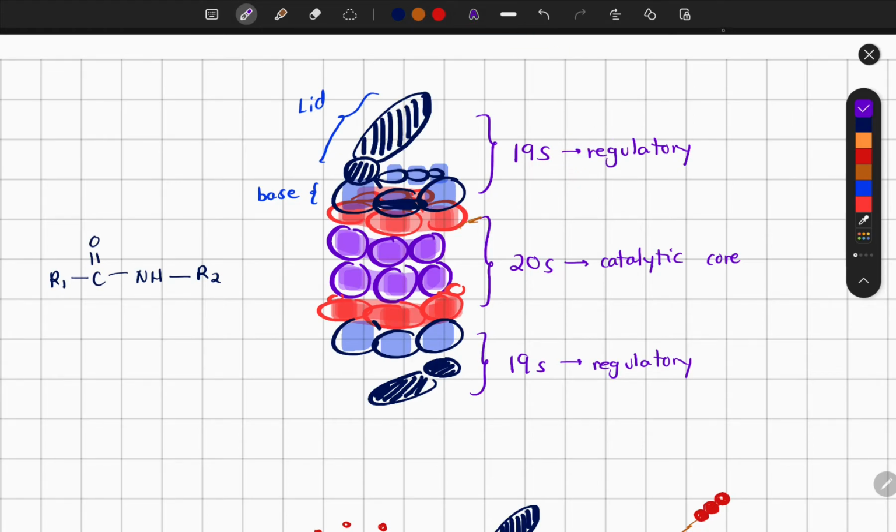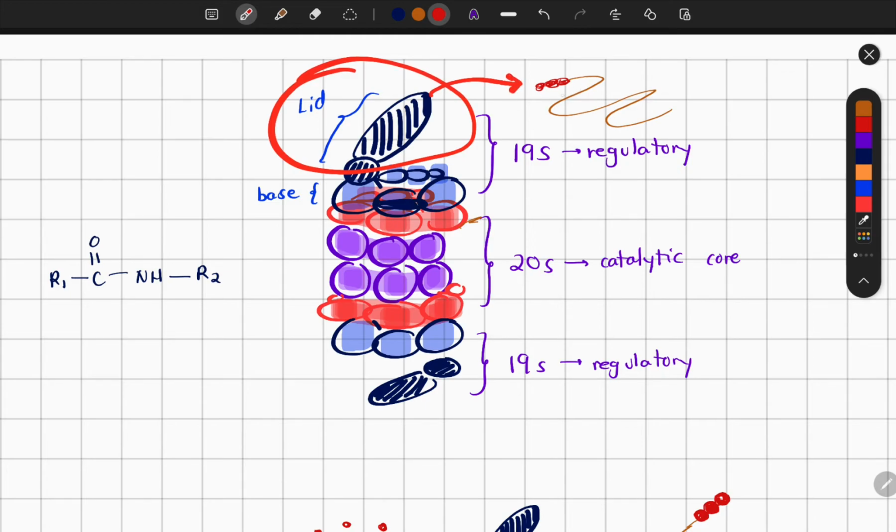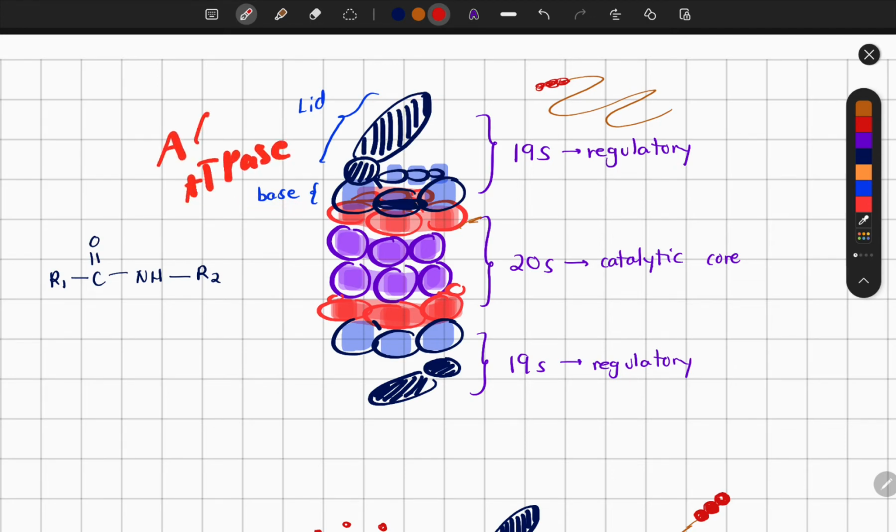So let's just draw a quick ubiquitin protein here. So this is how it looks like. Ubiquitin is the one in red. So this ubiquitin molecule is bound to the ubiquitin receptor in the lid of our regulatory subunit. So the lid contains an ubiquitin receptor that binds to the ubiquitin and holds it in place. While it is bound in place, our base contains ATPase. So it contains AAA ATPase that unfolds this protein.